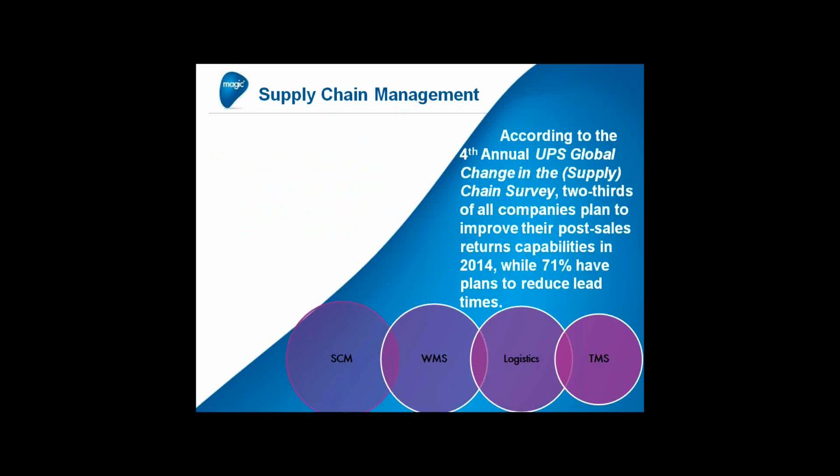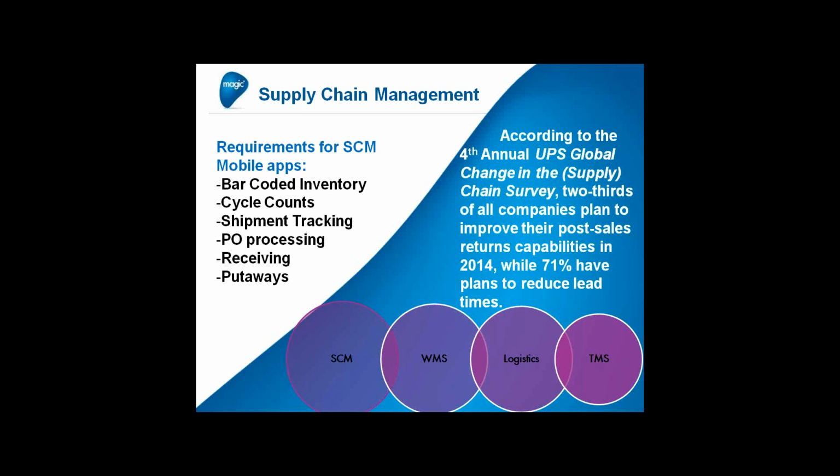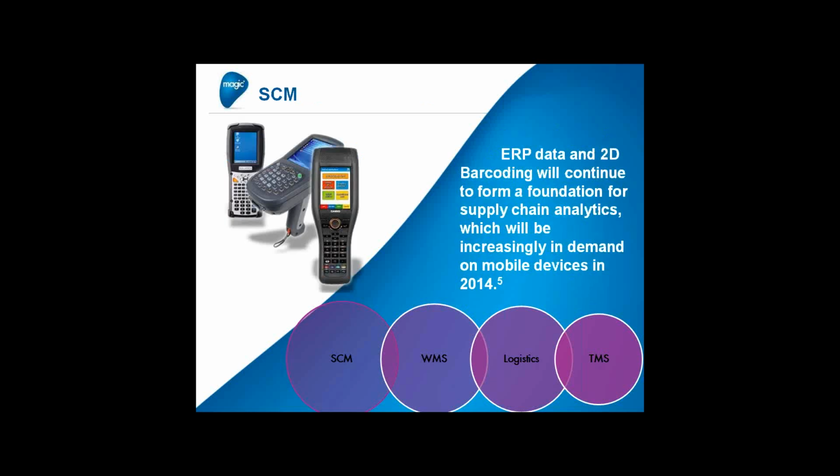Regarding supply chain management, according to the UPS Global Change in the Supply Chain Survey, 2/3 of all companies plan to improve their capabilities in the area of returns, so RMA management. 71% have plans to do things that are going to reduce lead times. That's the big focus of the supply chain systems in use out there. And of course, these apps have frequent requirements for barcoded inventory, dealing with things like cycle counts, shipment tracking, PO processing, receiving, putaways, and so on.